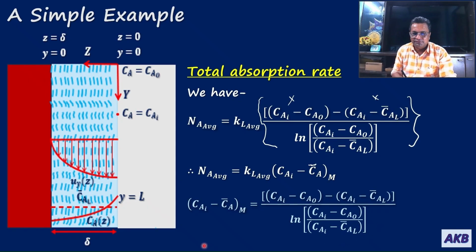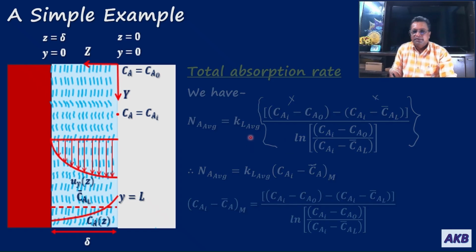So now we have got an equation where you have the mass transfer flux, the mass transfer coefficient, and the concentration difference, which is the logarithmic average of these two terms. I hope the steps that I have used in getting this equation are clear to you. If you have any doubts, please mention them in the comment section.